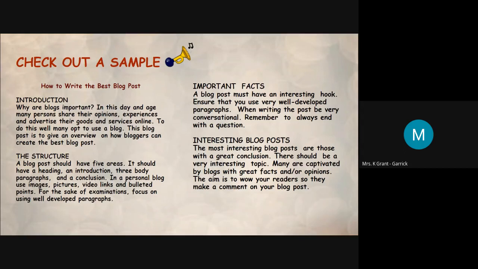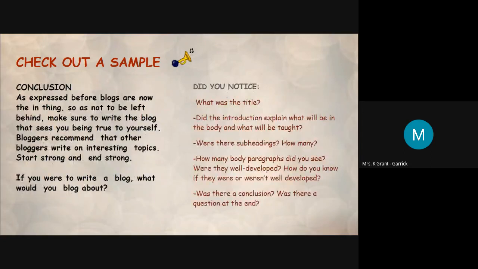And going into our 4th paragraph now, interesting blog posts. The most interesting blog posts are those with a great conclusion. There should be a very interesting topic. Many are captivated by blogs with great facts and or opinions. The aim is to wow your readers so they make a comment on your blog post. And so we get into the conclusion now. And as expressed before, blogs are now the in thing. So as not to be left behind, make sure to write the blog that sees you being true to yourself. Bloggers recommend that other bloggers write on interesting topics. Start strong and end strong.